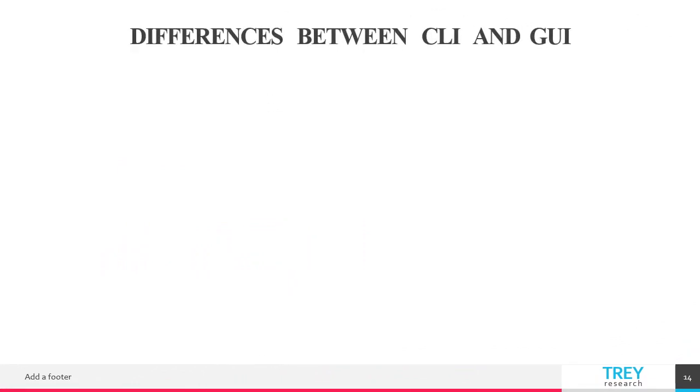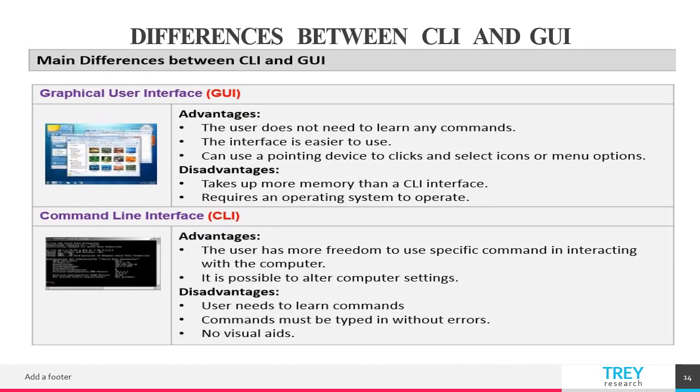Having looked at the definitions and the examples, let us now look at the differences between the two user interfaces. Now, the advantages for GUI: the user does not need to learn any commands. The interface is easier to use. You can use a pointing device to click and select icons or menu options.